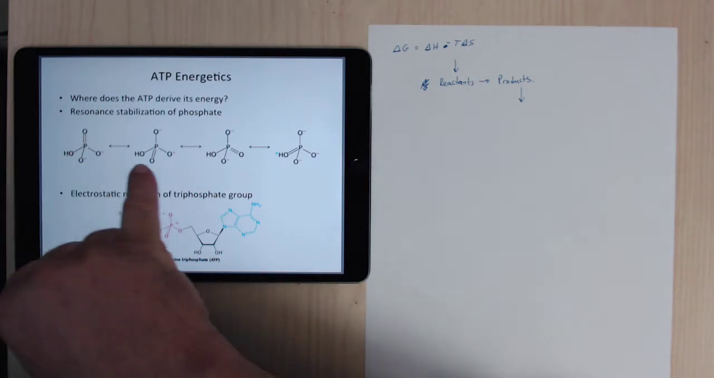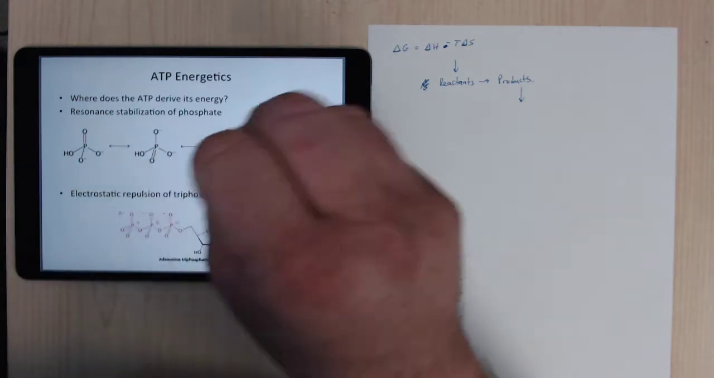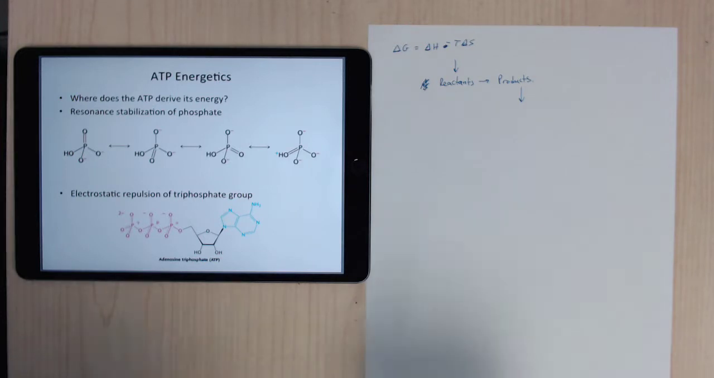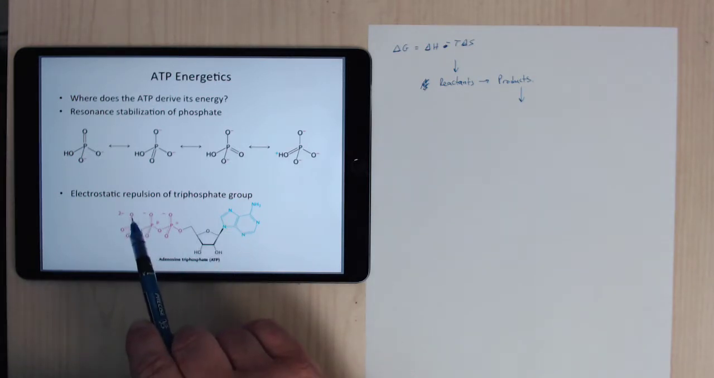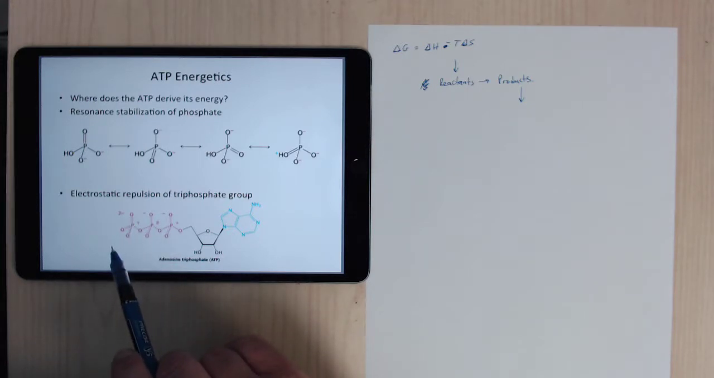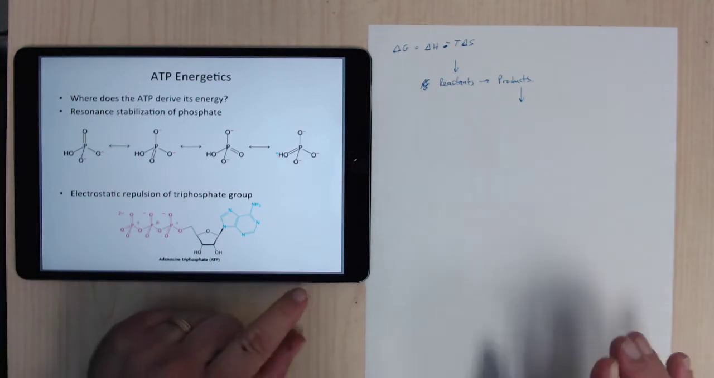Well, one, you're releasing some additional resonance structures that are possible for the phosphate. So after you release it, there's more resonance structures possible. Also, you have this repulsion that can happen. So you have negative charge, negative charge, negative charge, right? You have all those negatives right next to each other, and being able to split that allows the repulsion to go away. So that's a big one.